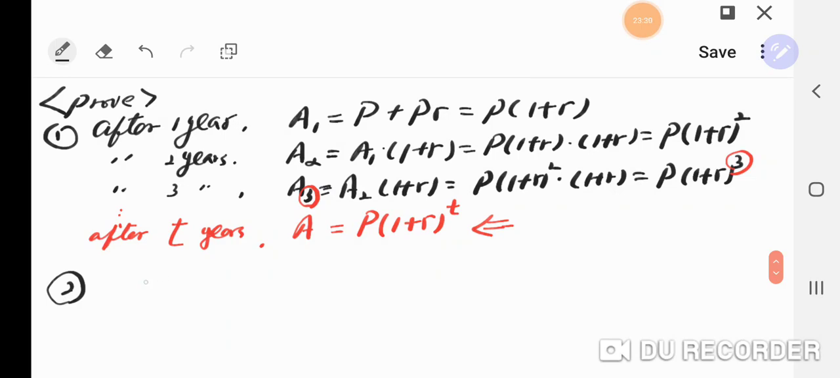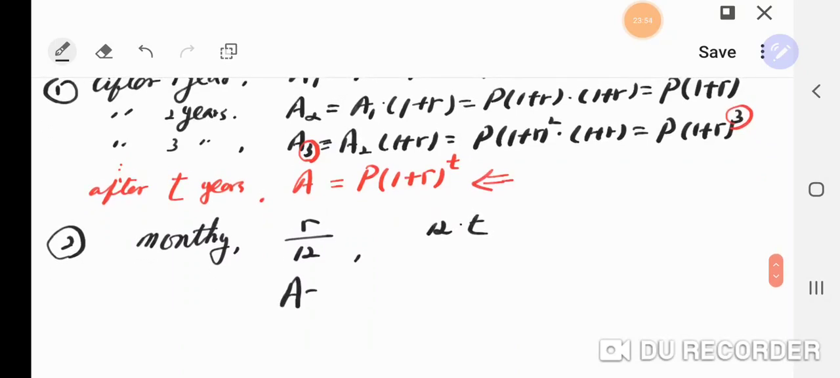So if it is compounded monthly, then we have to divide the yearly rate by 12, because there are 12 months, and there will be 12 times per year, so multiply this by t. So the total amount will be principal times 1 plus R divided by the number of months, 12. So since there are 12 times per year, multiply t by 12.